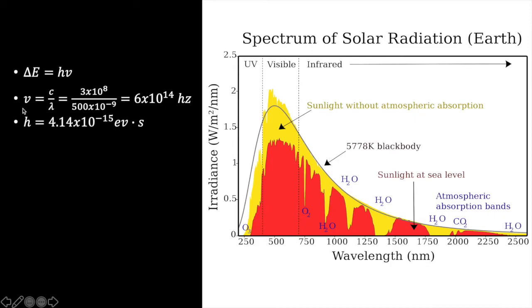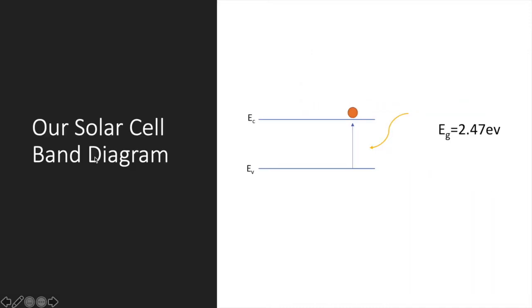Planck's constant, as he calculated, was 4.14 times 10 to the negative 15 eV seconds. eV stands for electron volts and is basically a unit of energy. So multiplying these things together, we get that the E of that light is going to be 2.47 eV. So now what? Well, we need some kind of material with a band gap around 2.47 eV to absorb that 500 nanometer wavelength of light.